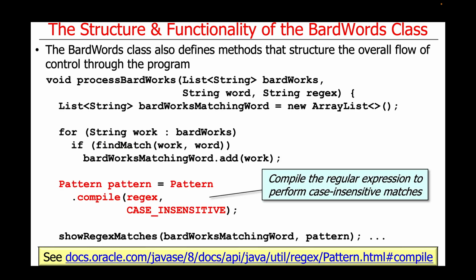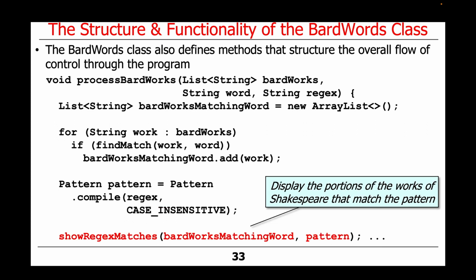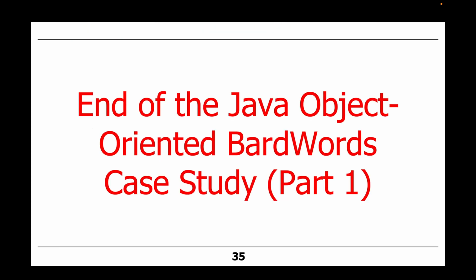processBardWorks then compiles the regular expression passed as a parameter in order to perform case-insensitive matches. The case-insensitive flag passed to compile instructs this method to ignore case when performing the regular expression pattern matching. For example, the word Lord with only an uppercase L, Lord with all lowercase letters, and Lord with all uppercase letters will all match when the case-insensitive flag is passed in to the Pattern compile method. Finally, the showRegexMatches method is called to display the portions of the works of Shakespeare that happen to match this pattern. We'll also walk through the implementation of this method in part 2 of this lesson. So that's the end of part 1 of our overview of the Java object-oriented BardWords case study.